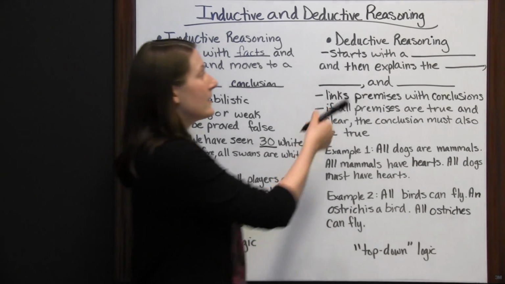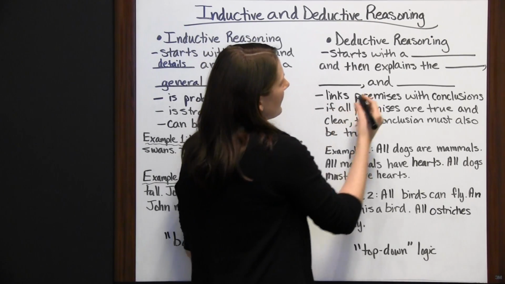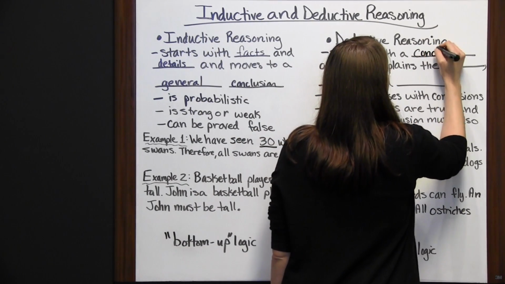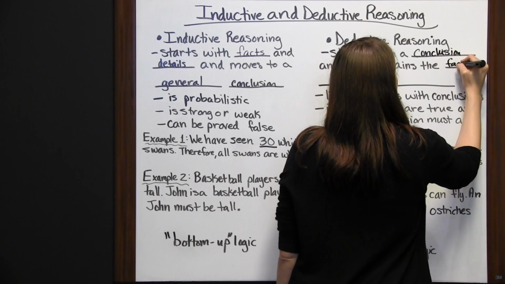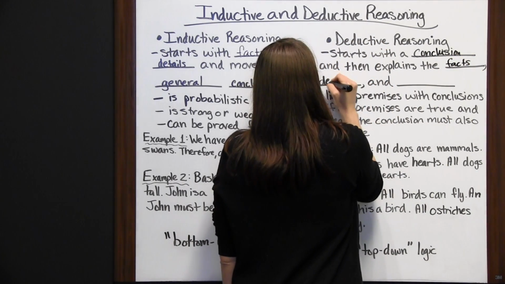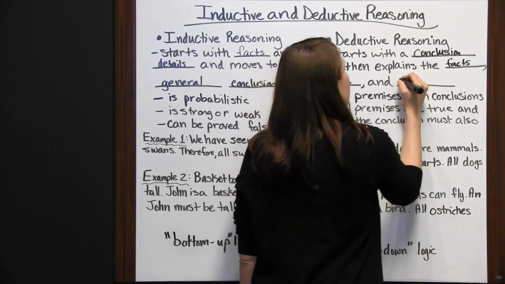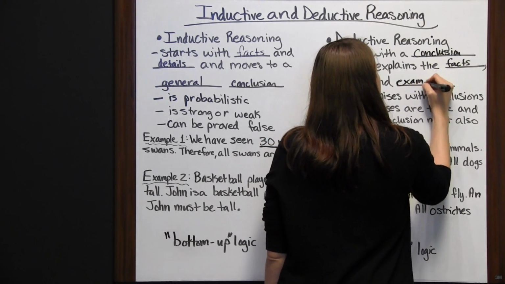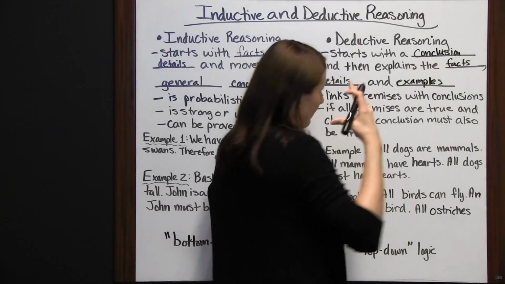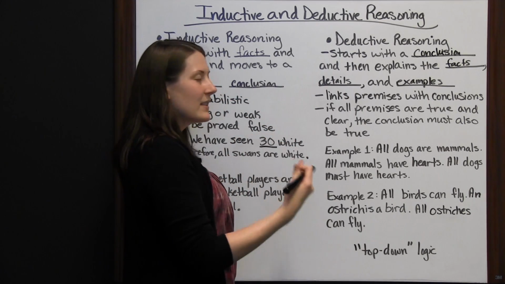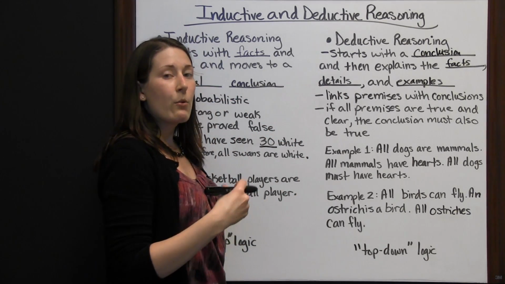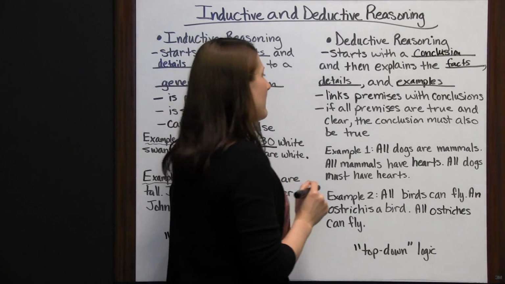Next, let's talk about deductive reasoning. Deductive reasoning starts with a conclusion and then explains the facts, details, and examples that support it. So you start with one basic conclusion, one basic statement, and then give facts and details that can support it or that are examples of that statement.